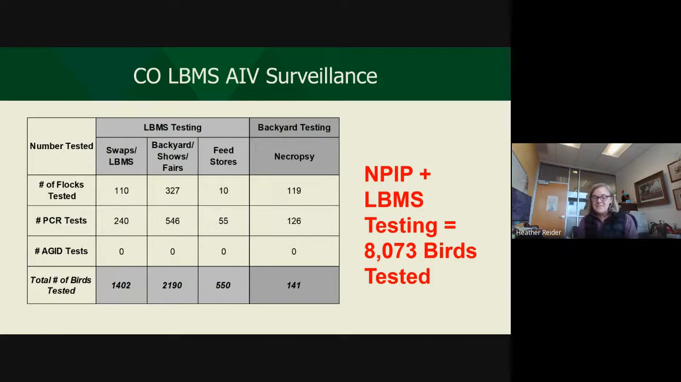So I don't know if anybody has any questions for me, or if there's anything pending about the NPIP program. But like I said, we're pretty dialed in with all of the folks, the poultry producers, and our state and federal partners here in Colorado, and have a great working relationship with them. So I think there's no wrong number to call.